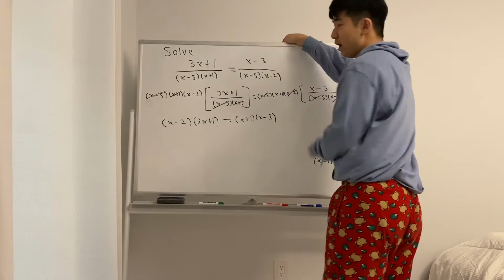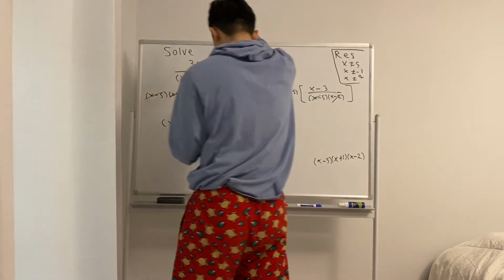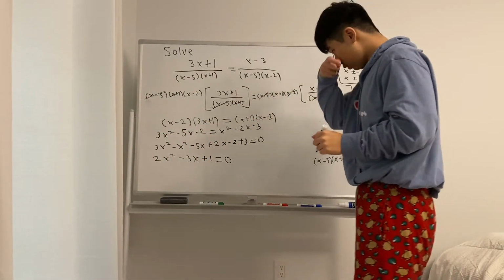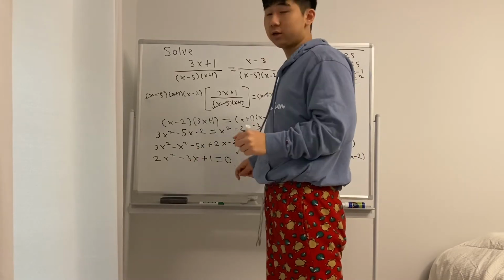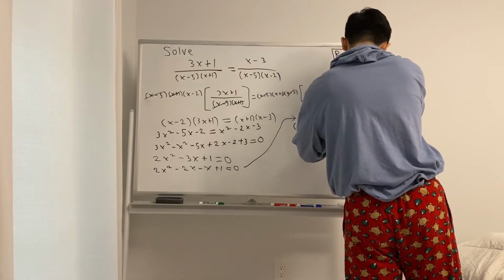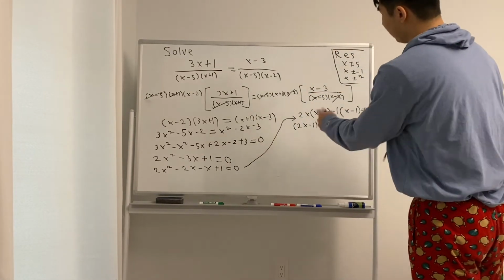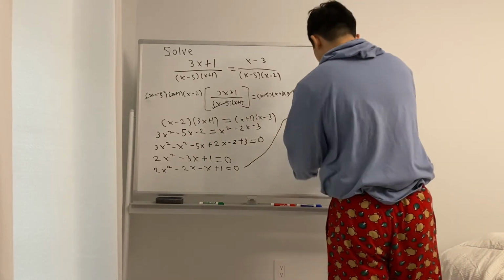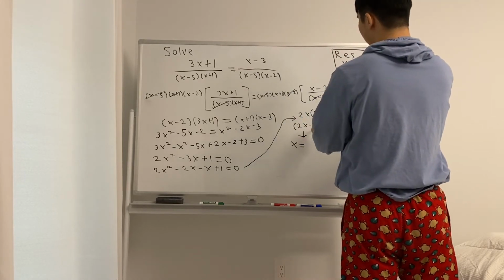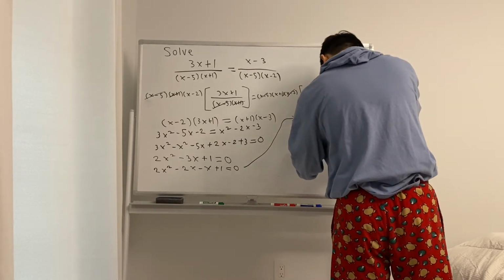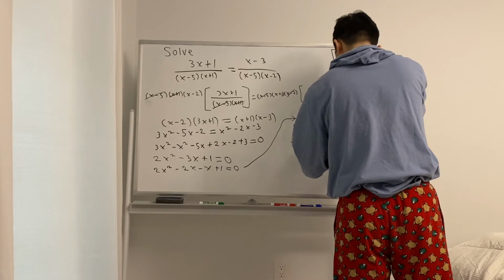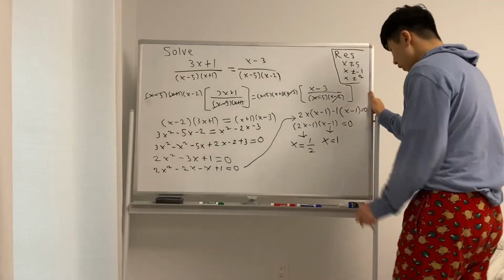And now we can just solve for x. So we're going to do the doubly distributive property here. And now that we have this equation here, we're going to factor it. 2x minus 1 times x minus 1 equals 0. And now we can just solve for our x values. So this is going to equal 1 over 2. And this is going to equal just 1, x equals 1. Yeah, so these are the answers.